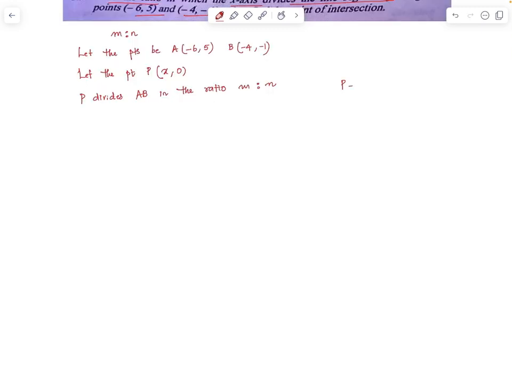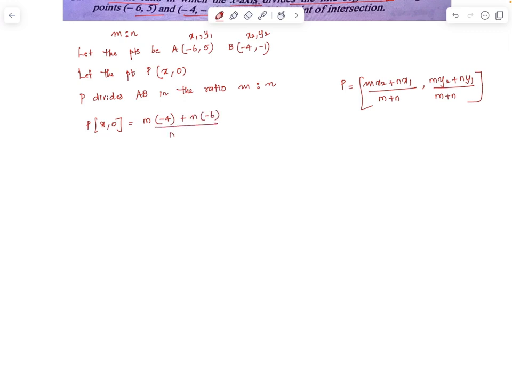To solve this, let's use the section formula, which is (mx2 + nx1) upon (m + n), (my2 + ny1) upon (m + n). Here let the coordinates of A be (x1, y1) and for B let it be (x2, y2). So P(x, 0) is equal to (m times x2, which is -4, plus n times x1, which is -6) upon (m + n), and (m times y2, which is -1, plus n times 5) upon (m + n).